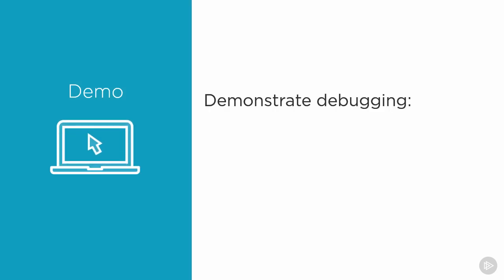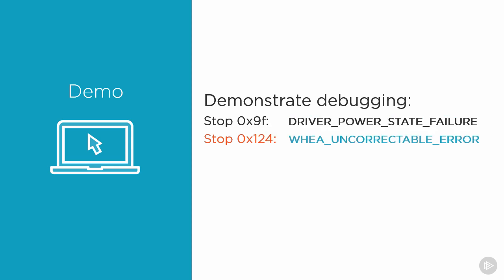So at this point, I'd like to go ahead and show you how to analyze some of these hardware crashes. We'll start with a stop 9F, which is a driver power state failure, and then we'll finish up with a stop 124, which is a WHEA uncorrectable error.